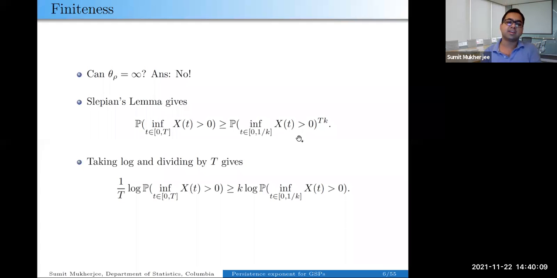So you take 1 over t log. This will be a common operation, 1 over t log, and then this is greater than or equal to k times this quantity. If I take the limit as t goes to infinity, I want this quantity to not be minus infinity. This quantity has no t in it, so basically I want this probability to not be 0 for some k. If I find any k, I'm done, because it's a lower bound for any k.